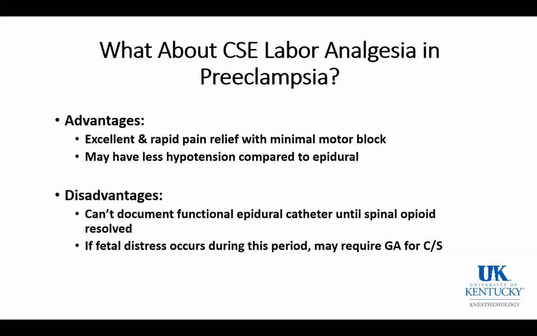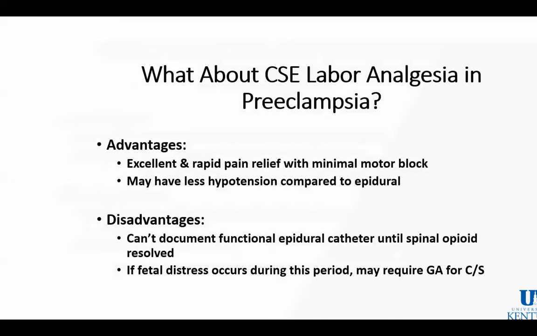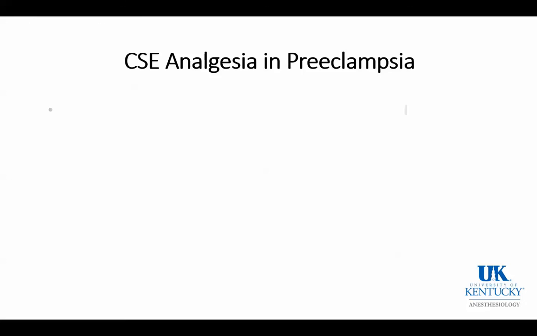So you are in this situation of, as long as that spinal opioid is working and the patient has good pain relief from that, you don't really know 100% that your epidural is going to function. If during that time period something happens, the baby is compromised or something else, and they decide they need to do an emergent C-section, you're going to be dosing an epidural that hasn't been tested yet, and there's a small chance that it won't work, and then you'll have to do a general anesthetic in that emergent situation. So those are disadvantages of that.